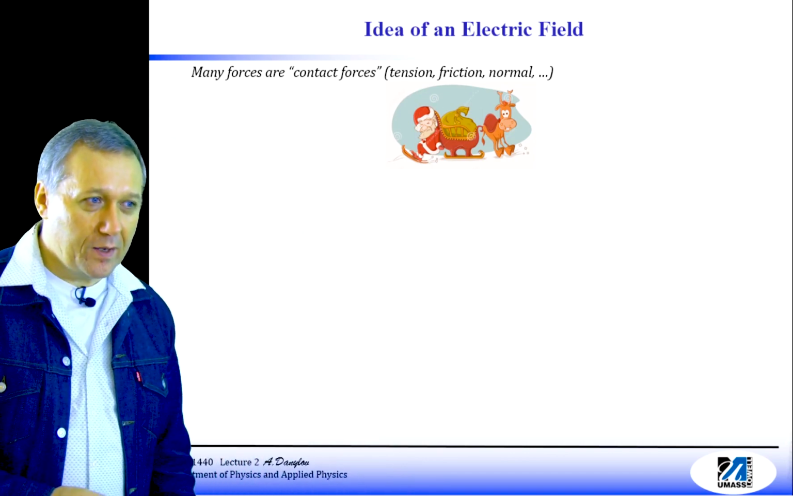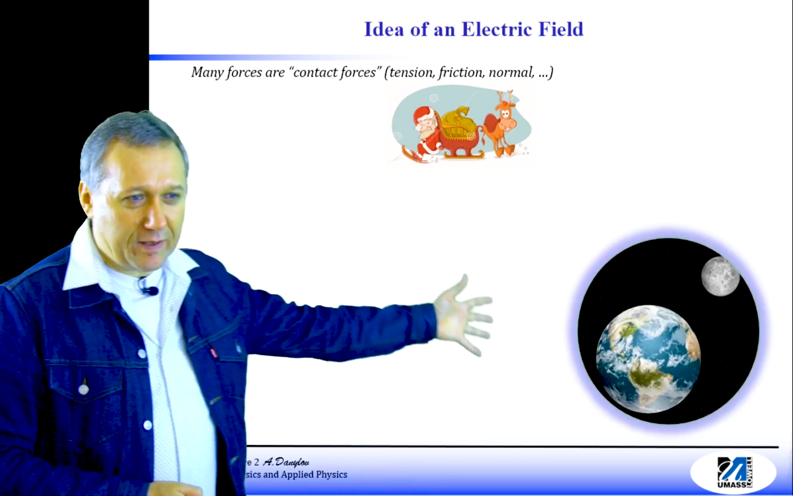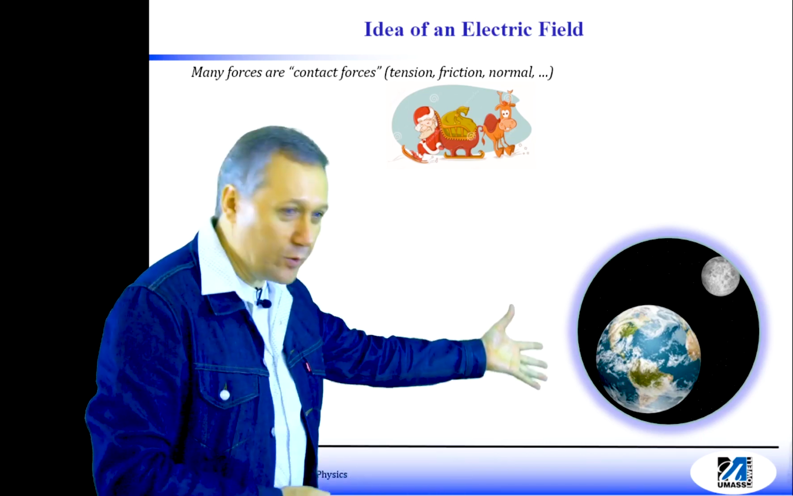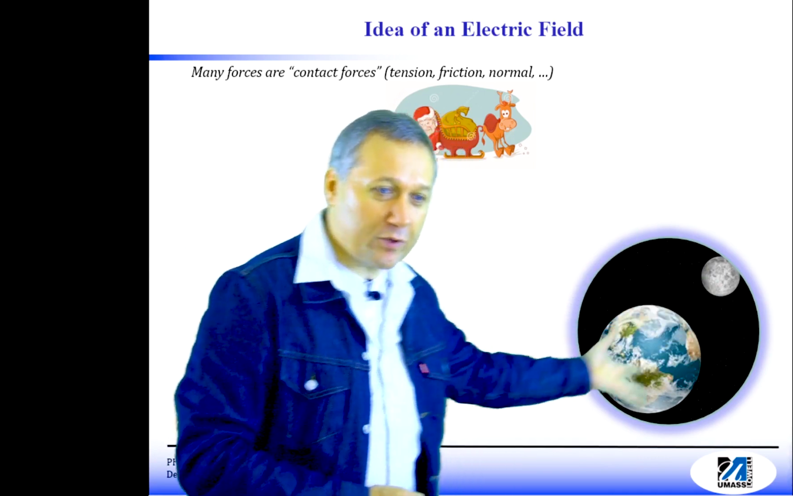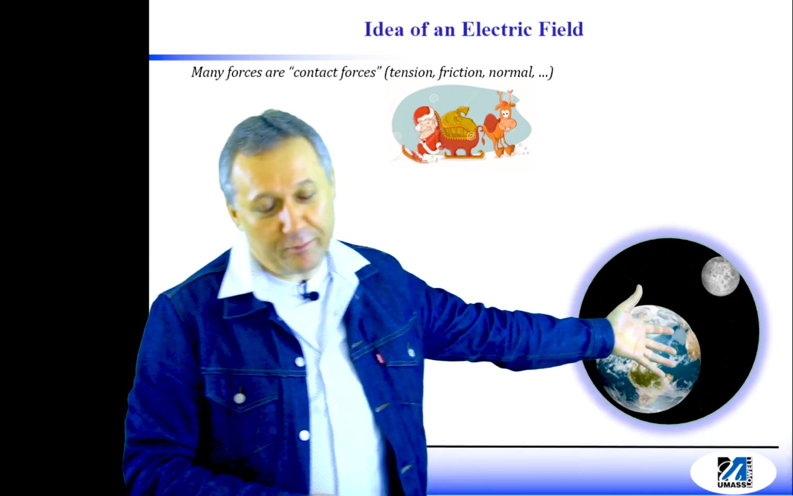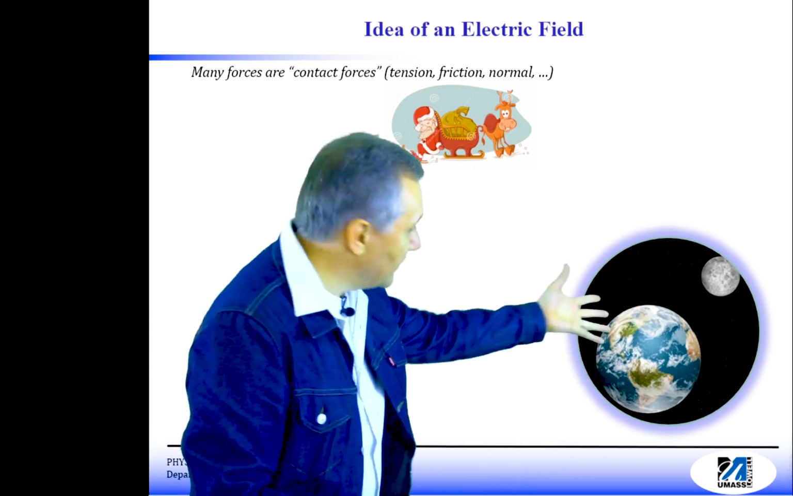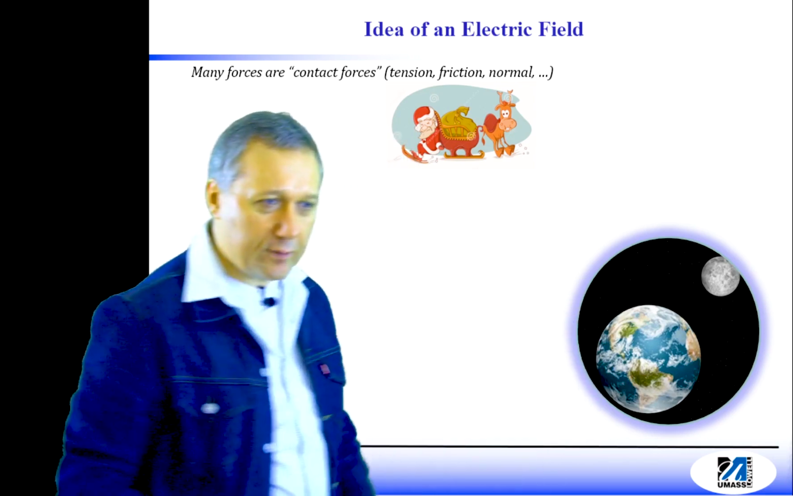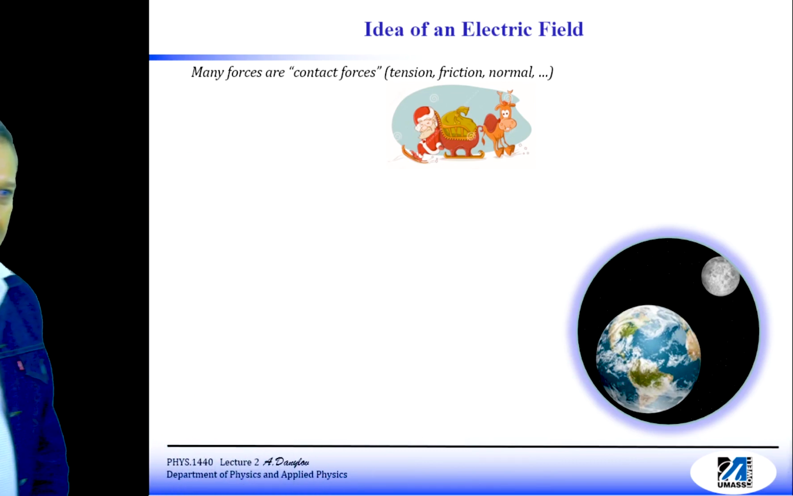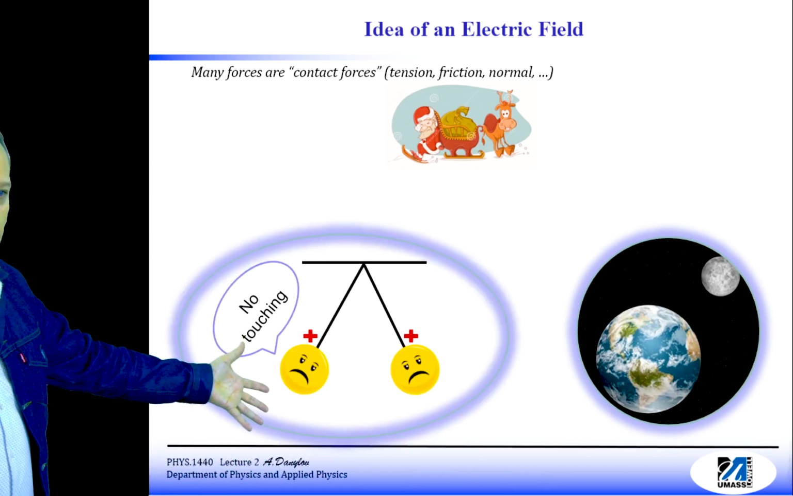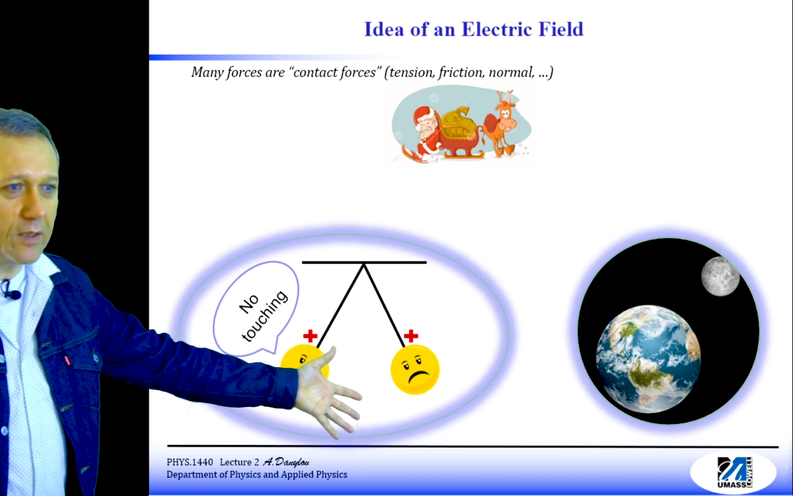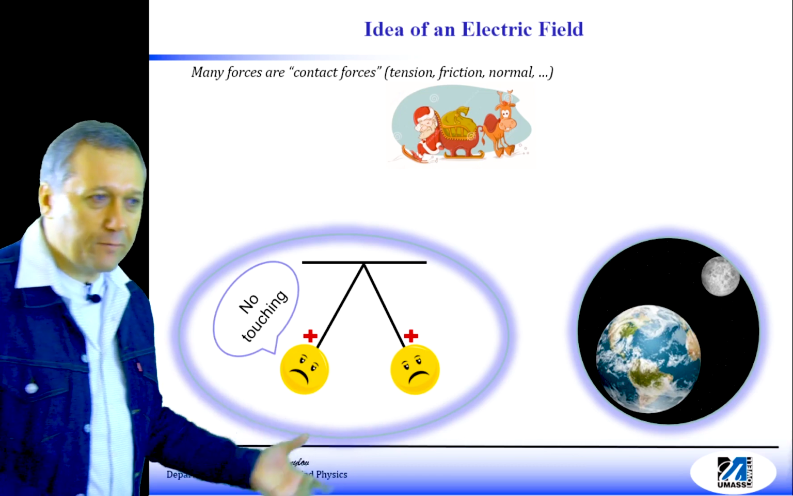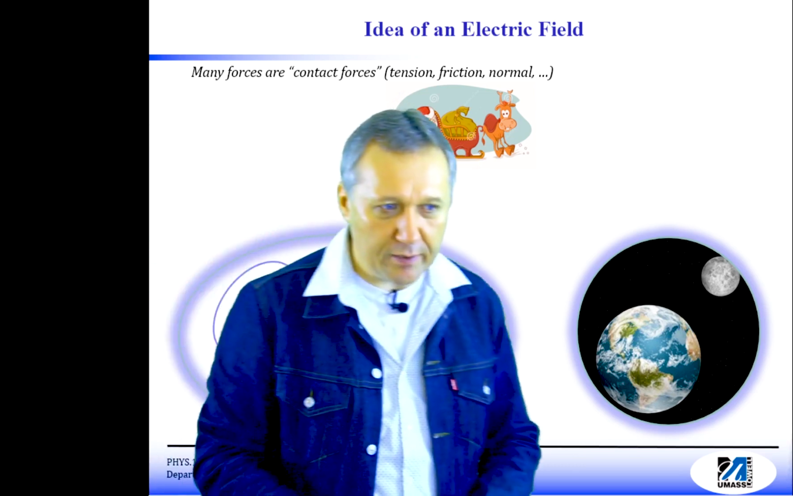But what about forces like that? The force of gravity. We have the Earth and the Moon, and of course the Earth exerts the force of gravity on the Moon. And in this case, there is no direct contact. It looks so mysterious, so strange, right? Or a situation like this, when you have two point charges repelling, no touching, again no direct contact, but nevertheless, electric force is somehow still being exerted.